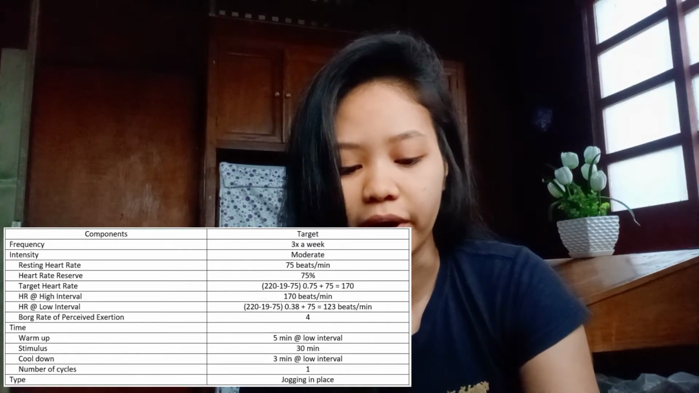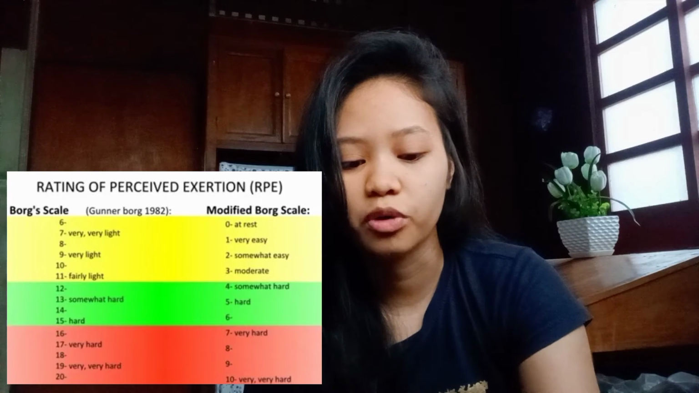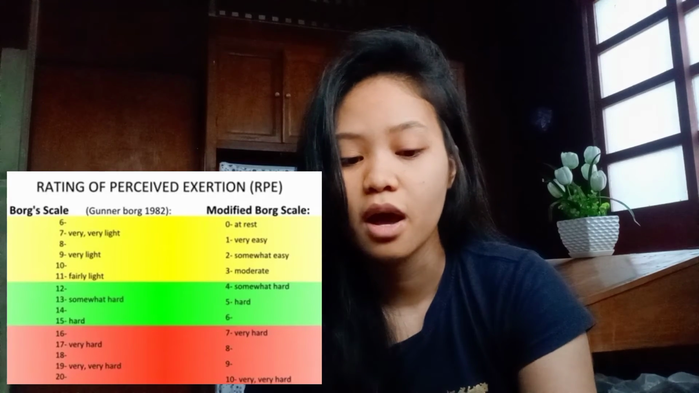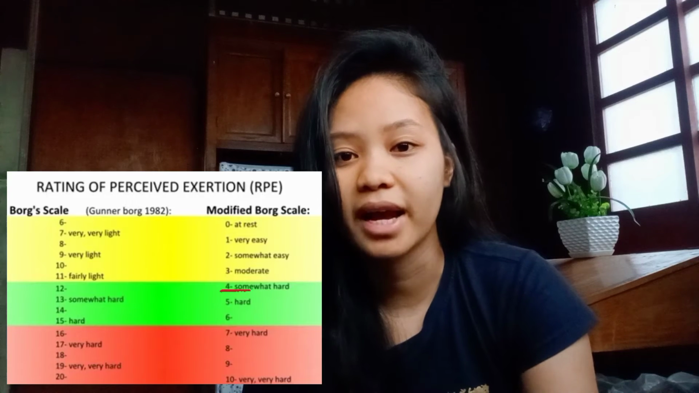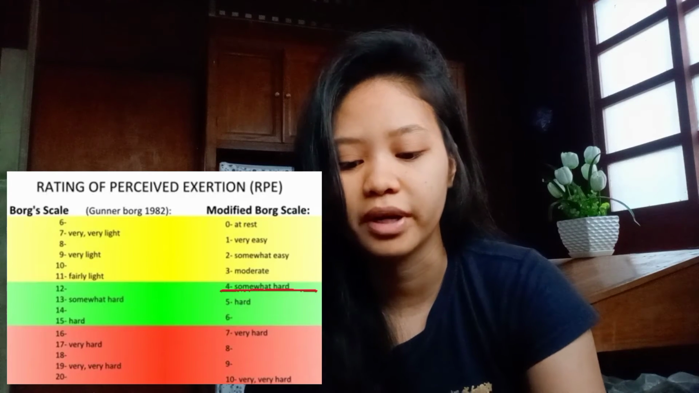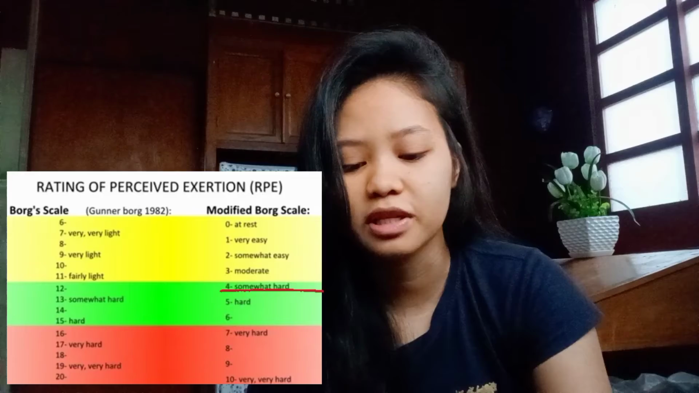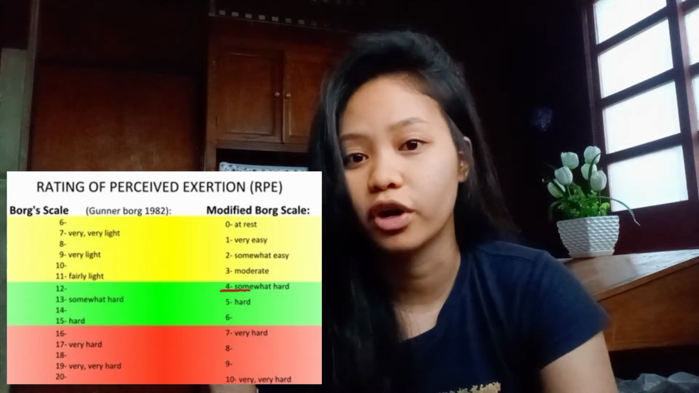Now, for the Borg rate of perceived exertion, I was basing on a table. I looked at the rate of perceived exertion on the moderate part. Since my exercise prescription is going to be moderate, it is 4. The number is 4, that's why I put 4 on the table.